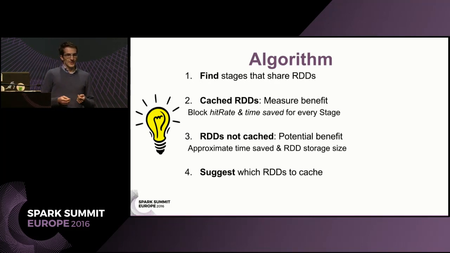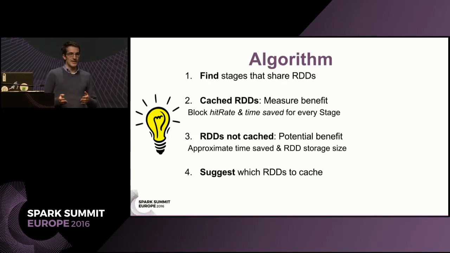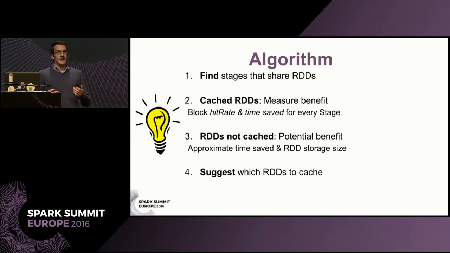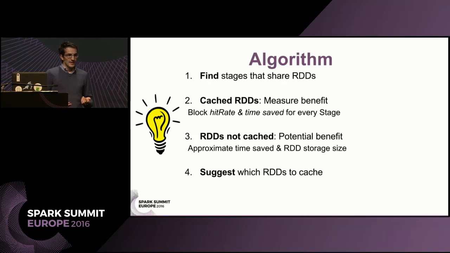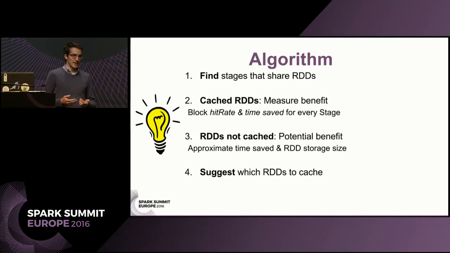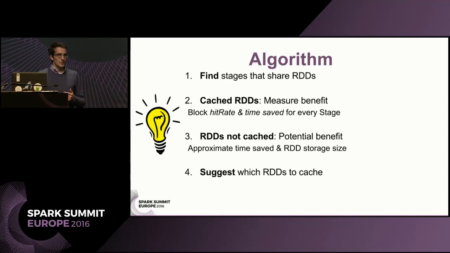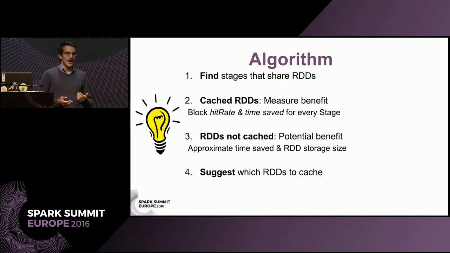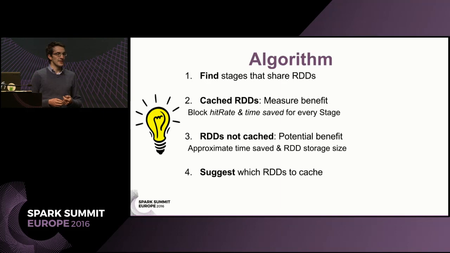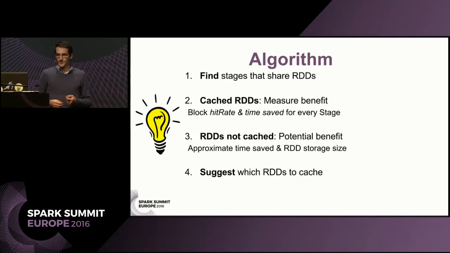Here is a sketch of the algorithm that we use. In the first phase, we find the stages. Basically, we find the RDDs which are shared among stages. For the RDDs that were already cached, we want to evaluate the benefit. For the RDDs that were not cached, we want to see what the potential benefit would be. After we have all of this information, we run a prioritization algorithm, figure out which RDDs will boost the performance of the application the most, and finally give some concrete hints to the end user.